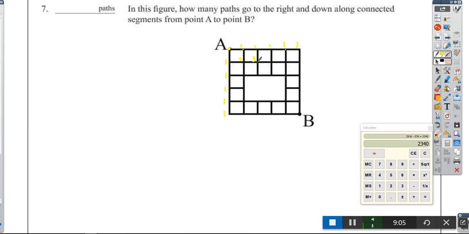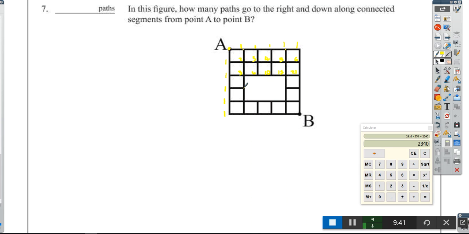So how about this one? Well, 3 plus 1 is 4. How many ways can I get to this junction? 5. And then it's 6. Okay, now here's where the numbers start to get much, much bigger. How many ways can I get to this junction? 3. How about this one? 6. How about this one? 10. 15. 21. Notice how the numbers started to get big in a hurry.